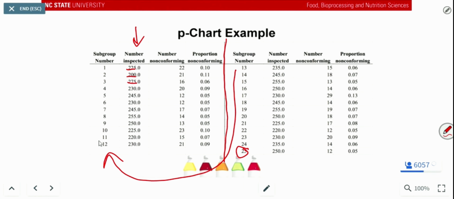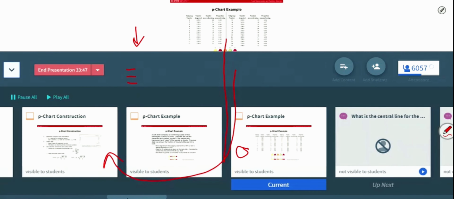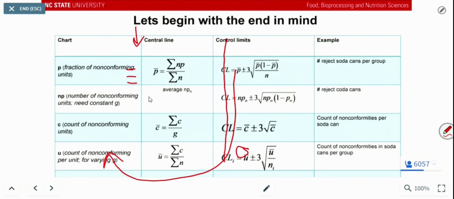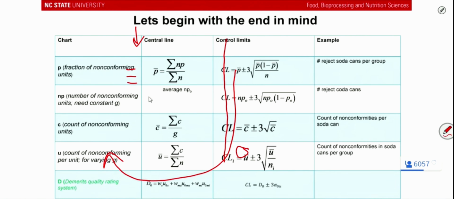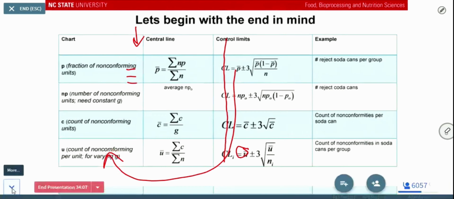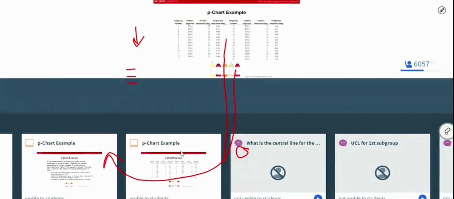Recall if we go back a few slides, right here, we're going to use NP if we have a constant, but we're going to use P if we don't have a constant sample size. Okay? That's the only difference between the concepts of P versus NP charts.